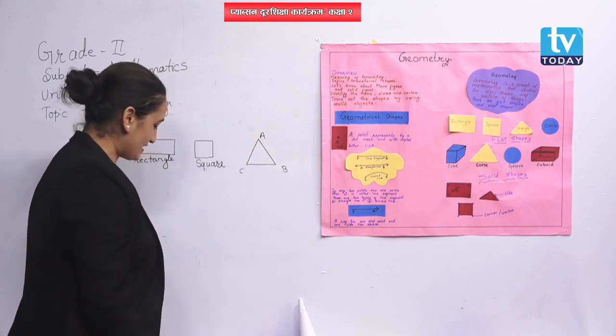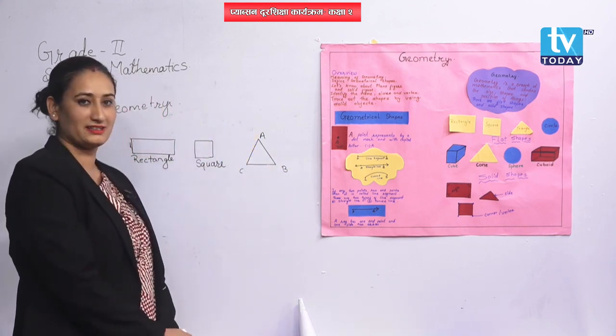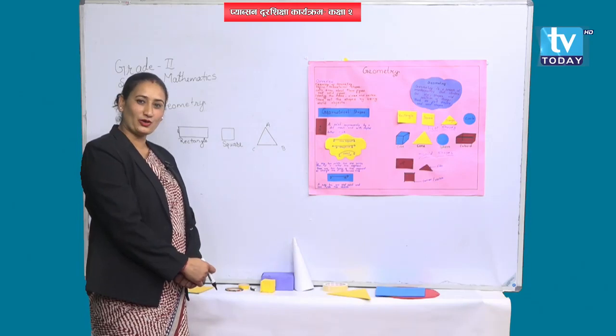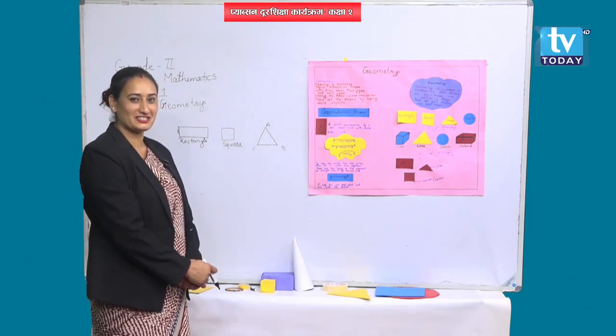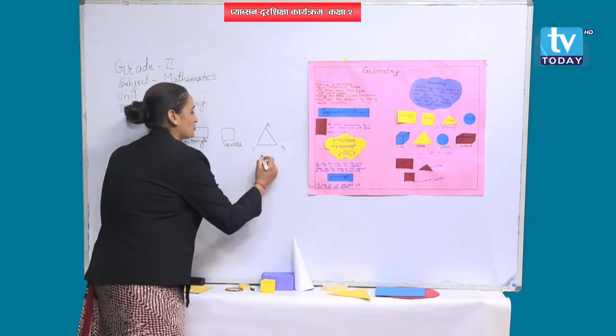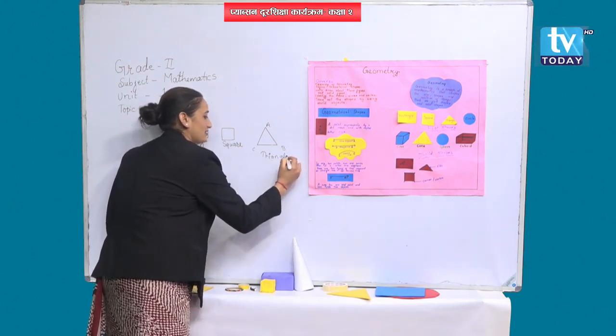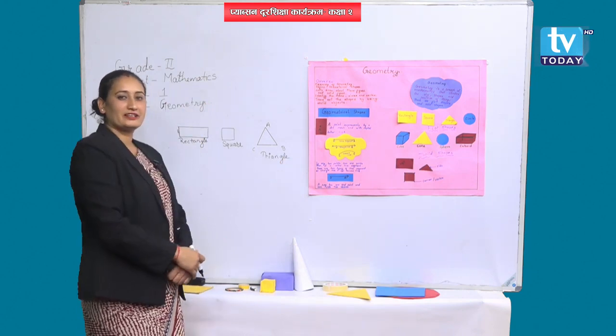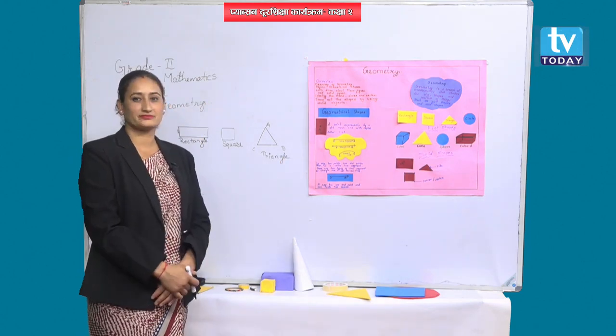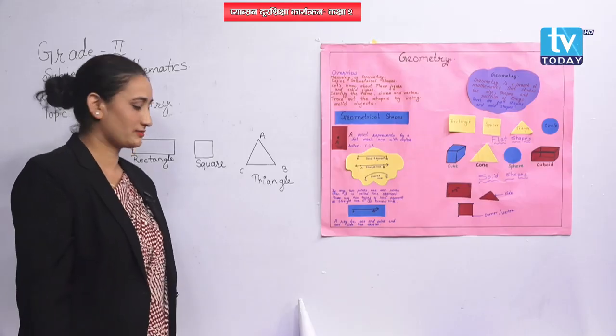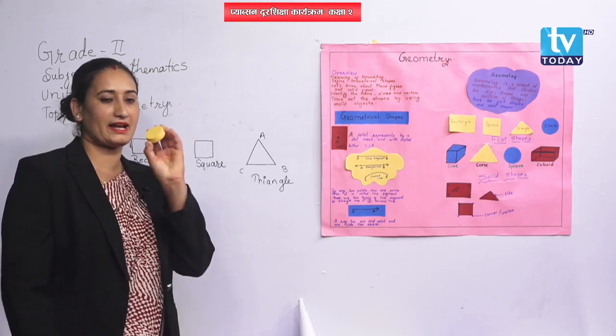Okay, what is this? Is this a square? Rectangle? No. What is this then? This is the triangle. Okay, good job. It's a triangle. Please write down here triangle. Okay, now what is left? Circle.